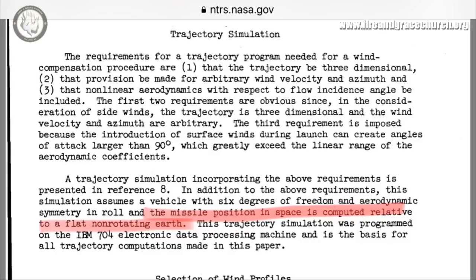Let's look at this. It says trajectory simulation incorporating the above requirements is presented in reference 8. In addition to the above requirements, this simulation assumes a vehicle with 6 degrees of freedom and aerodynamic symmetry in roll, and the missile position, again, space will deal with that. They don't even, it's not what they're talking about. What we think, what they've told us, and what they know space is, are 2 different things. So when they say it, they don't mean what they've lied about. The missile position in space is computed relative to a flat, non-rotating Earth.